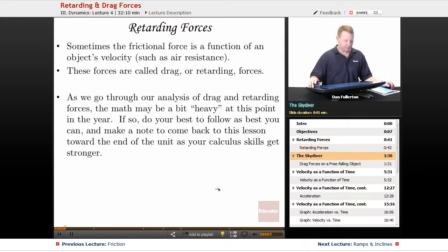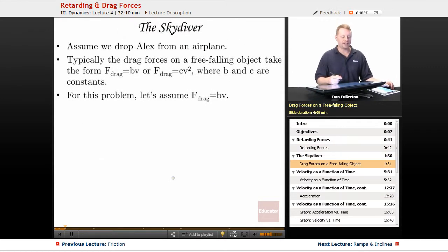All right, so let's start by talking about a skydiver. Assume we drop our dear friend Alex from an airplane. Typically, the drag forces on a free-falling object take the form where the force of drag is some constant times the velocity, or a constant times the square of velocity, or sometimes even something in between that, but where B and C are constants.